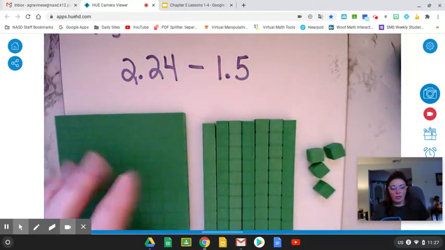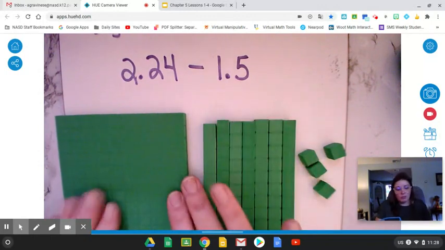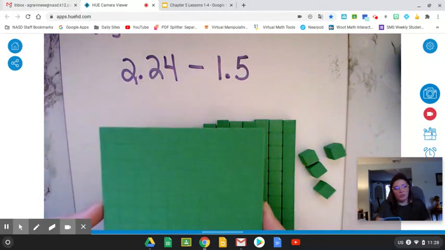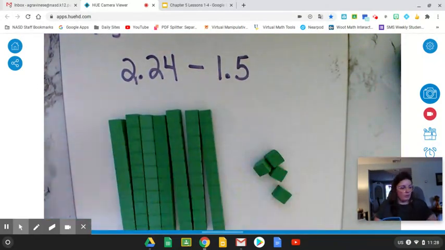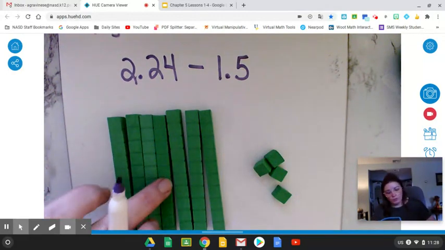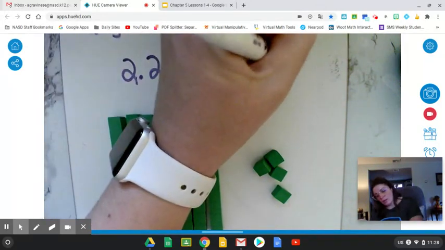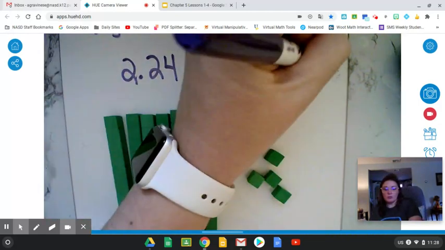And now what am I left with? Oh wait, I forgot to take away a whole. So I took away 5 tenths, but now I have to take away this extra whole. The first whole was when I traded. This whole has to go away. So what's my final answer? What's my difference? 1, 2, 3, 4, 5, 6. I have 7 tenths. No wholes left. And then I have 4 hundredths.